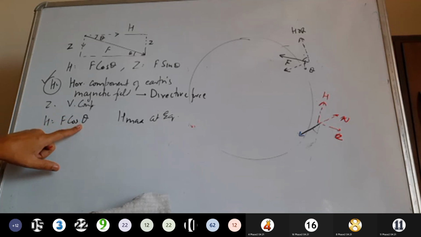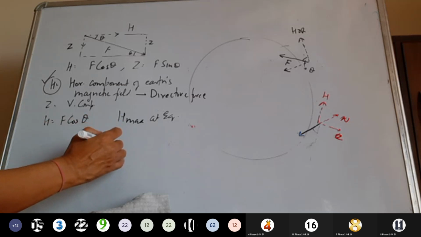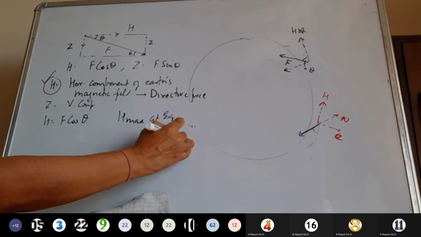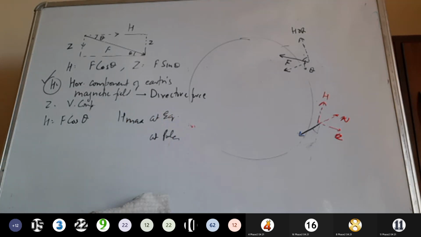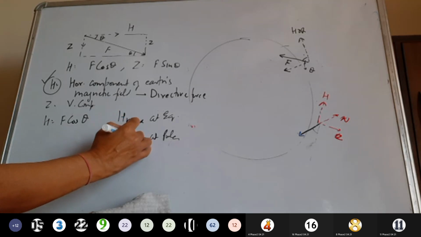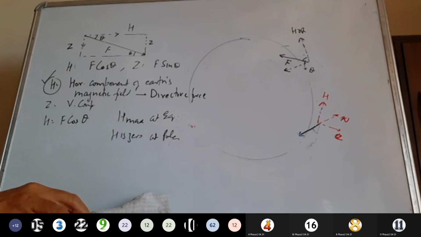Because here the value of theta at the equator is 0. So cos 0 is 1, which is the maximum value of cos. When we go to the poles, what will happen? Theta will become how much? 90. Cos 90 is how much? 0. So H is 0 at the poles. So the value of H is maximum somewhere near the equator, and the value of H is 0 at the poles.